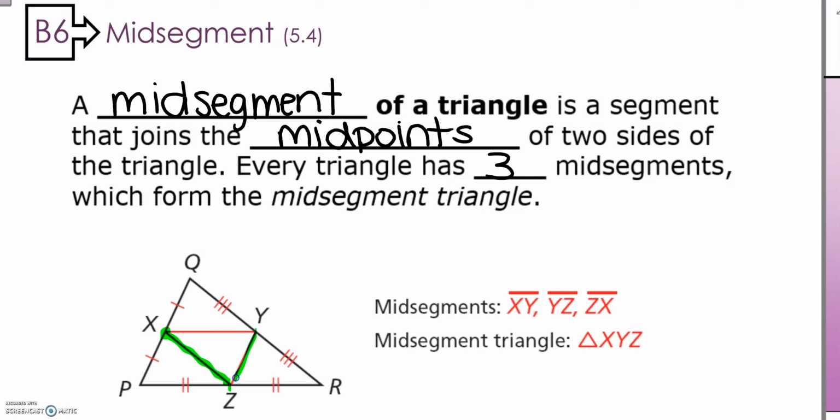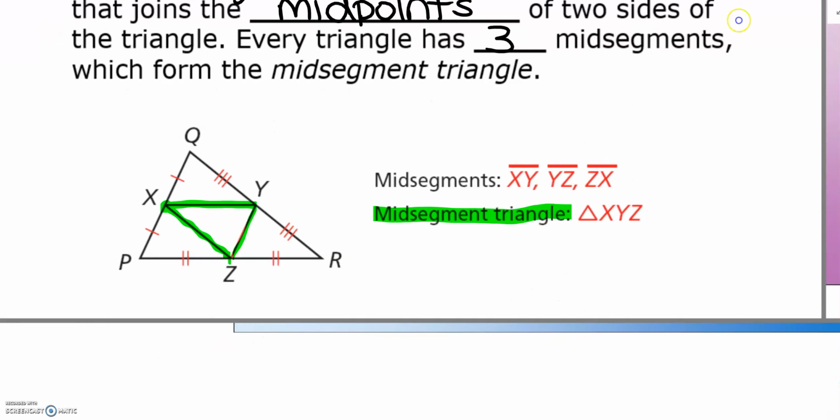I also have mid-segment ZY. Again, it goes from midpoint Z to midpoint Y. I also have mid-segment XY because it goes from midpoint X to midpoint Y. When I combine all 3 mid-segments, I create the mid-segment triangle. Good? Great. Next slide.